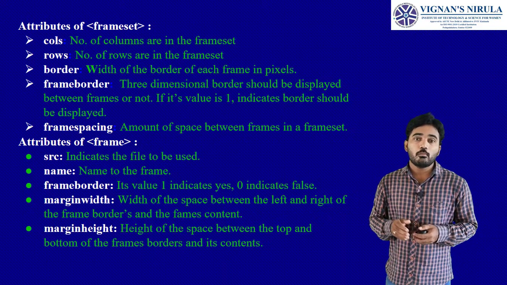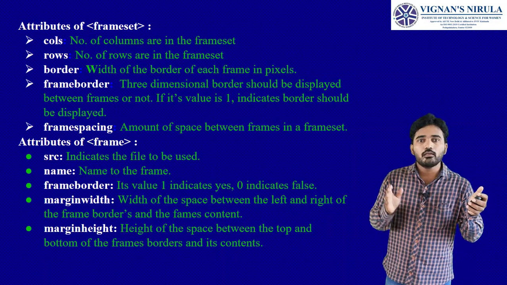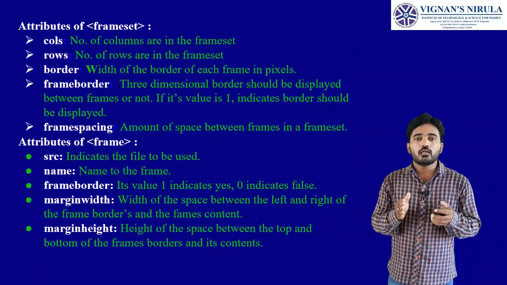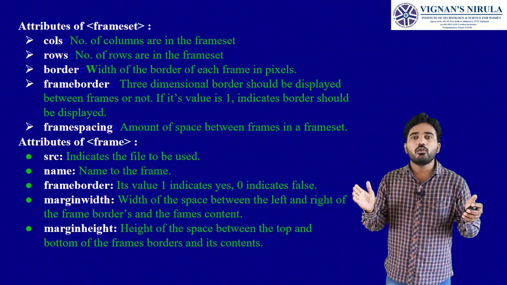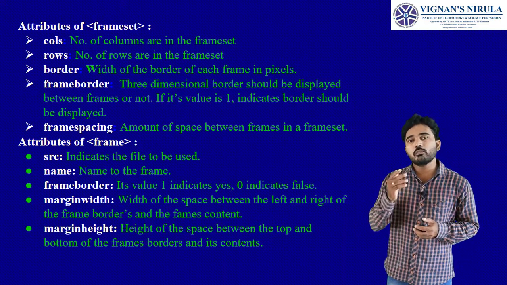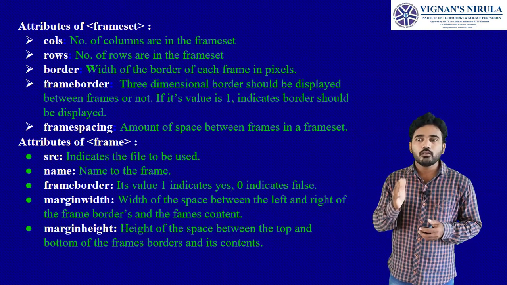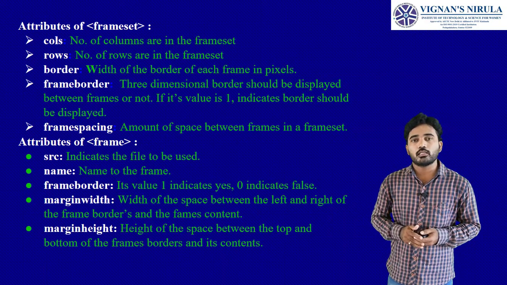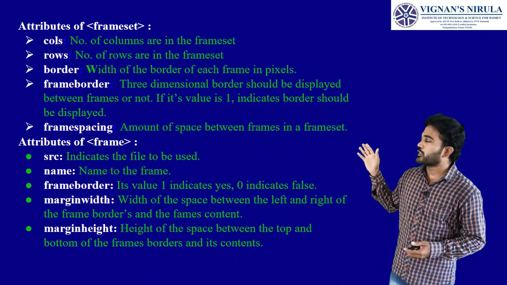Next coming to the marginwidth. It is the width of the space between the left and right of the frame borders and the frame's content. So it means the width of the space between the left edge and right edge of the frame border and the frame content. Whereas the marginheight is the same as the marginwidth, except for top and bottom. So that is the height of the space between the top and the bottom of the frame borders and its contents. Understood? Then we will discuss an example.